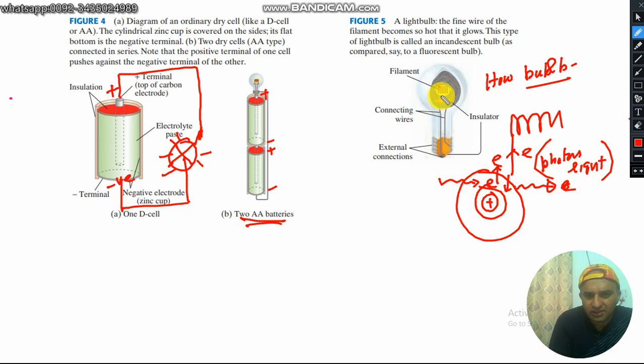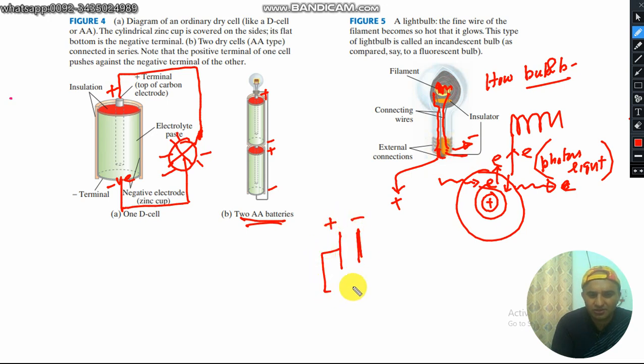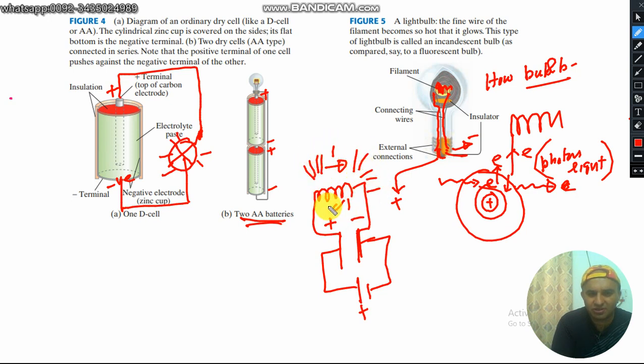Okay, so this is the filament, and we have two connecting wires. One wire is connected with the positive terminal, the other one is connected with the negative terminal. There is insulation between these two terminals. So current starts flowing through that filament, and when current flows through it, the filament will glow. It will emit heat radiation, and emit light in the form of radiation.